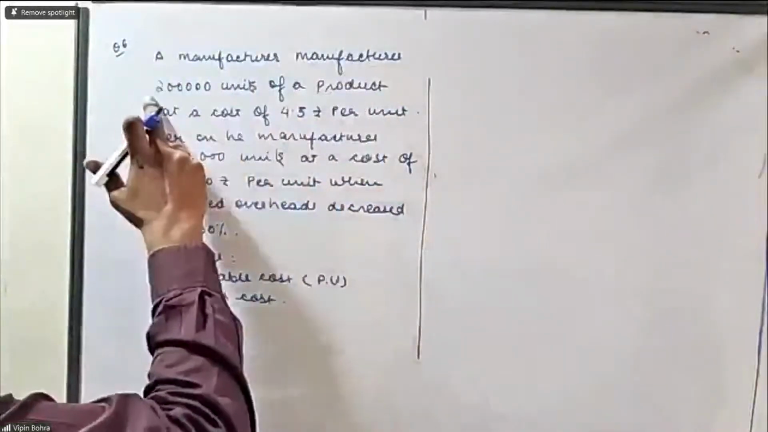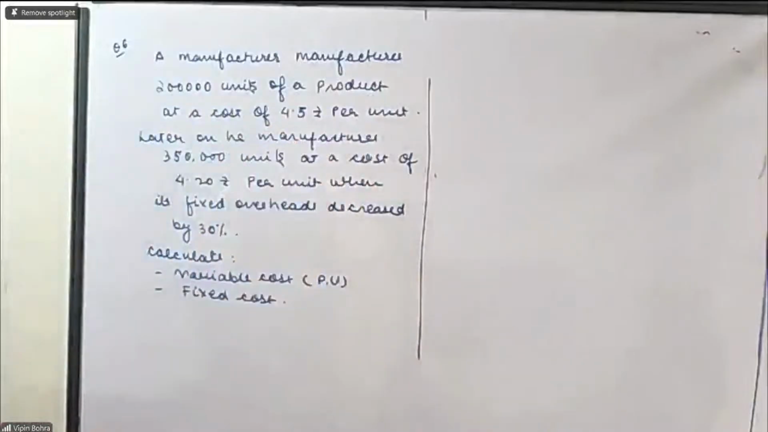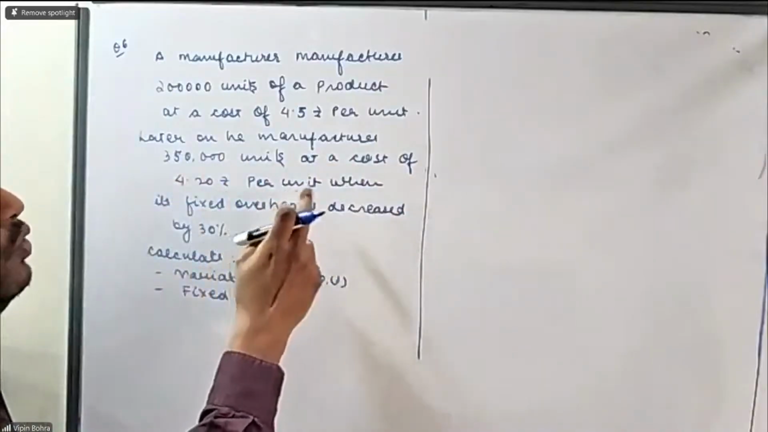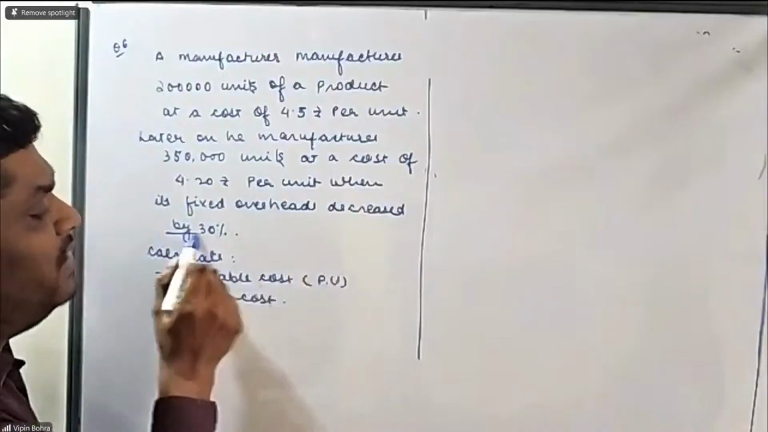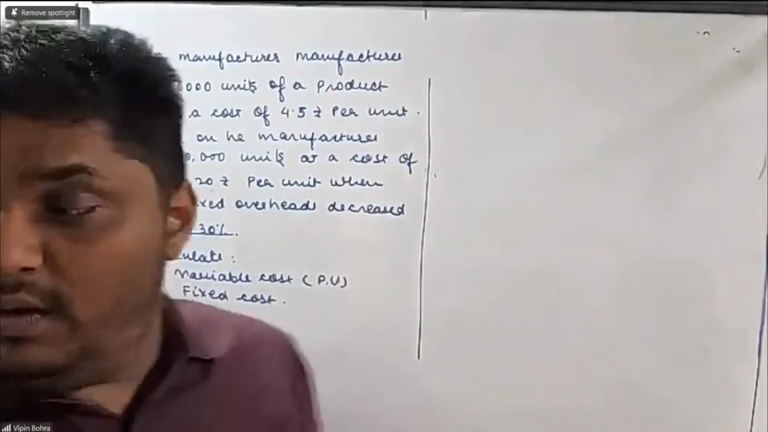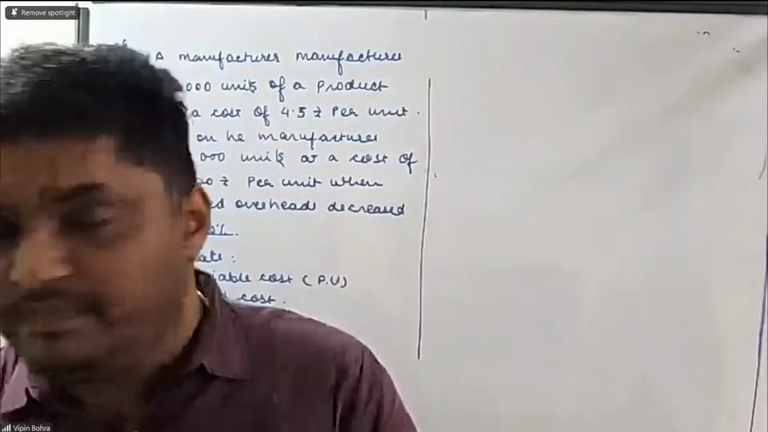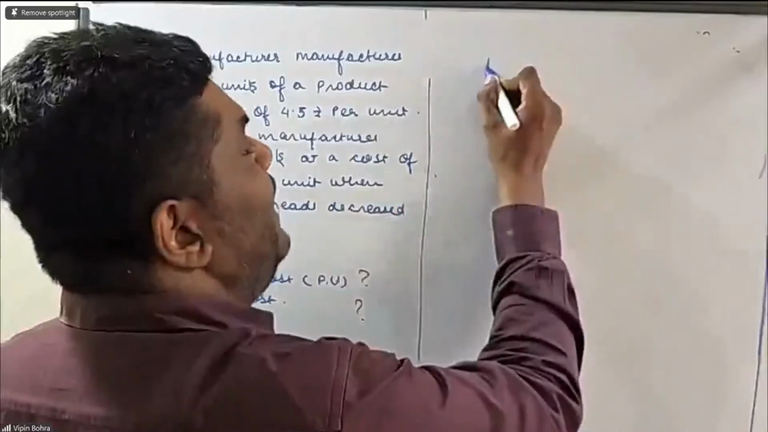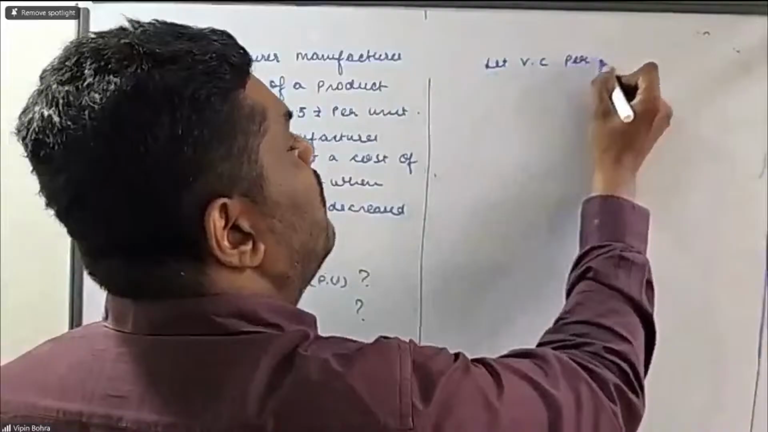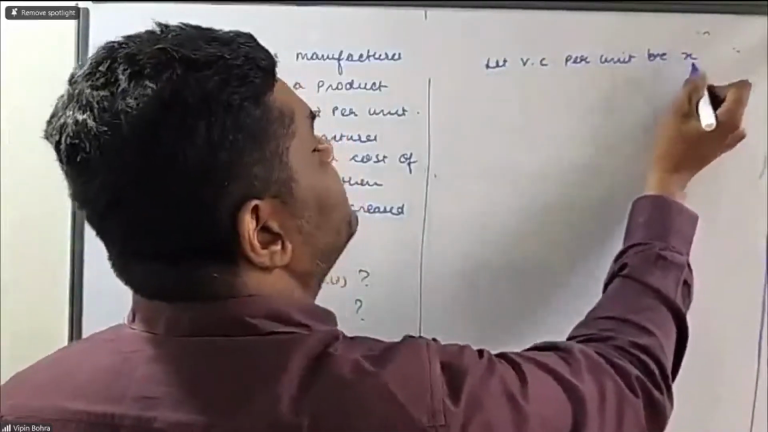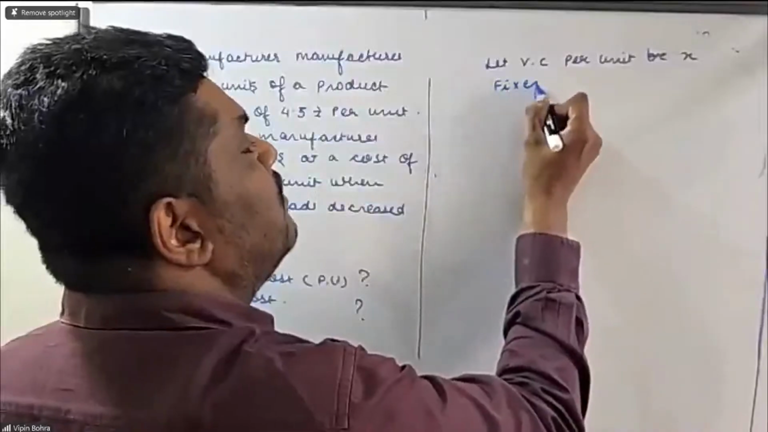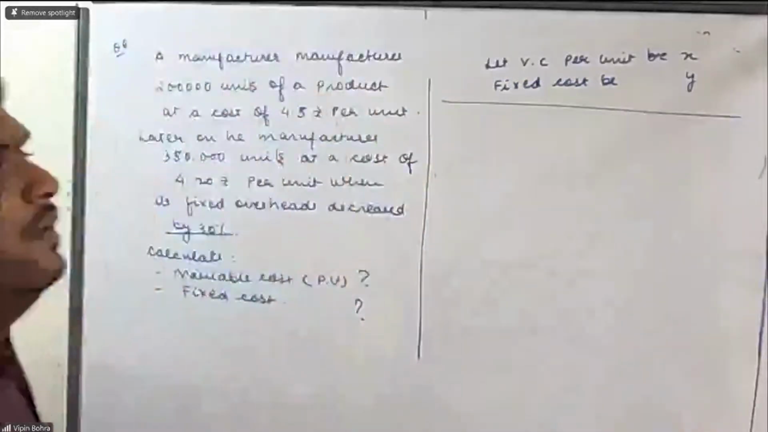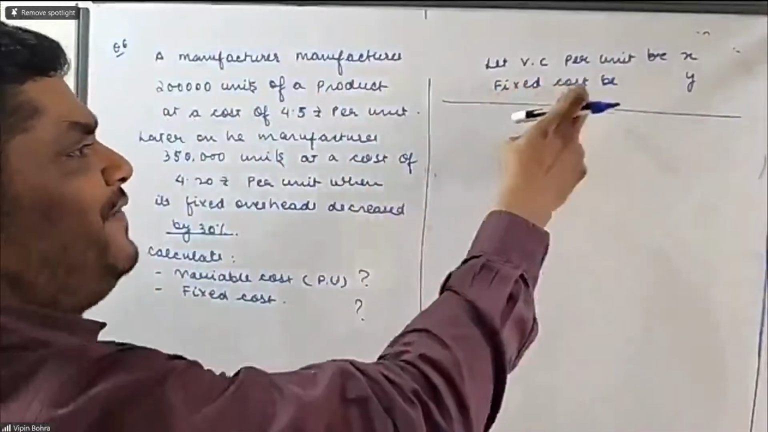See, a manufacturer manufactures 2 lakh units of a product at a cost of 4.5 per unit. Later on, he manufactures 3,50,000 units at a cost of 4.2 per unit. When its fixed overhead decreased by 30%, you are required to calculate variable cost per unit and fixed cost in total. So two things you want to calculate: variable cost per unit and fixed cost. So let variable cost per unit be X and fixed cost be Y.